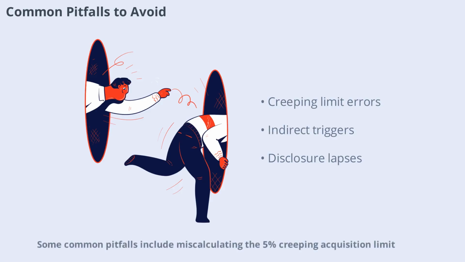Some common pitfalls include miscalculating the 5% creeping acquisition limit, misunderstanding the definition of control, and overlooking indirect acquisition triggers in group restructurings. Failing to comply with disclosure requirements or missing deadlines can lead to severe penalties. Diligence and attention to detail are your best defenses.